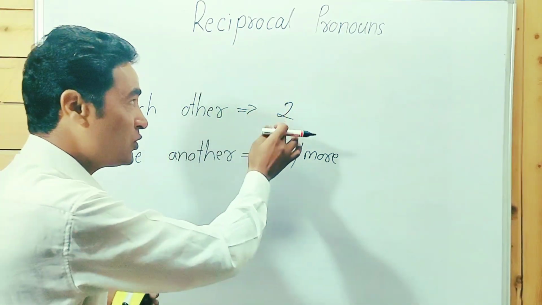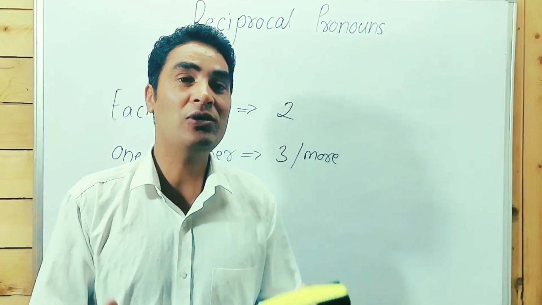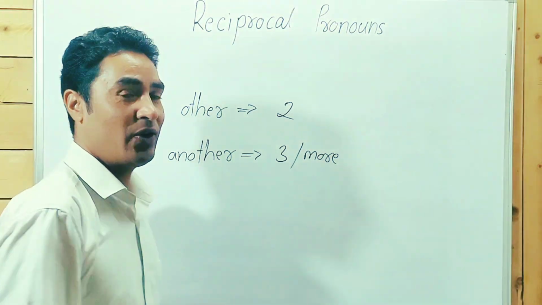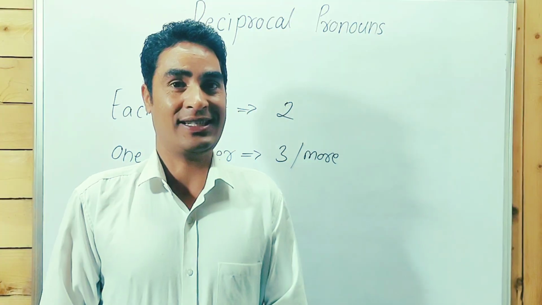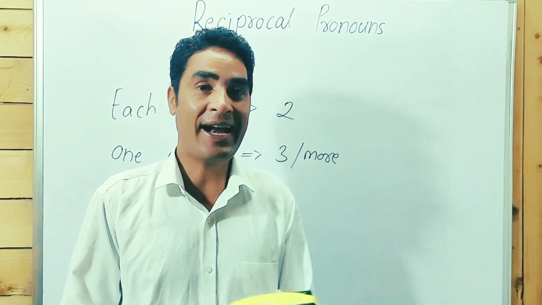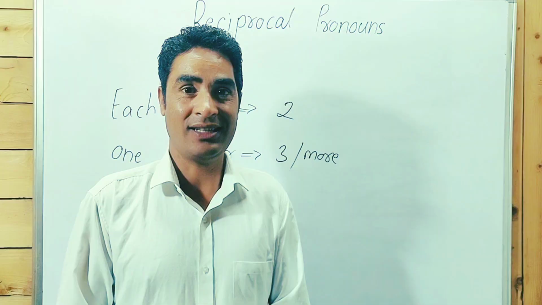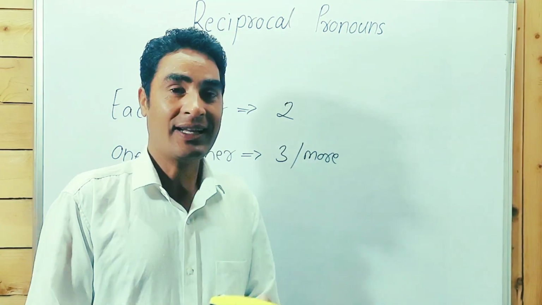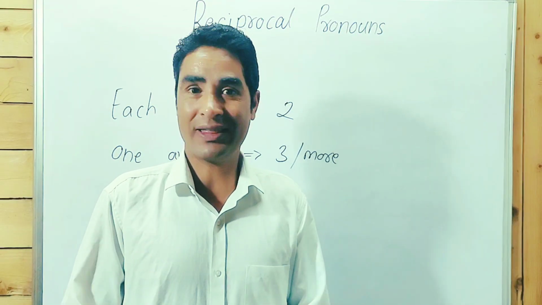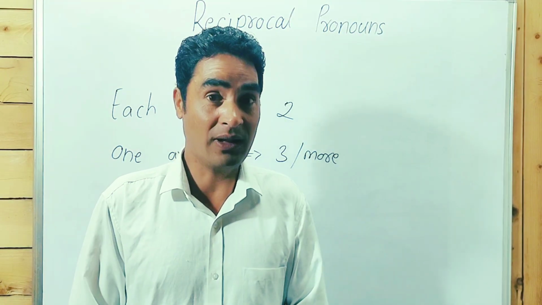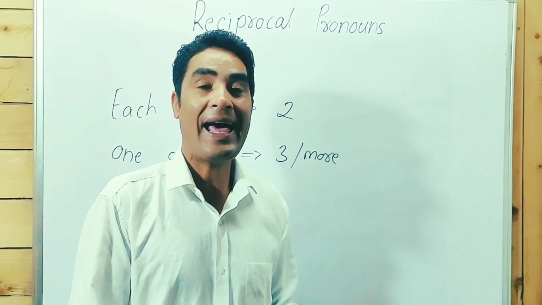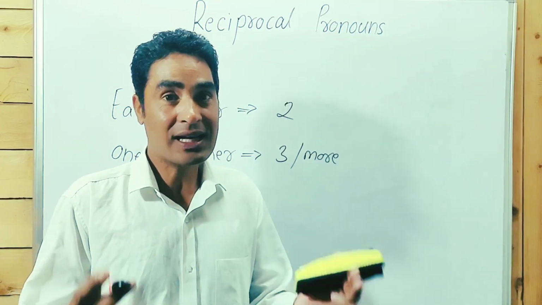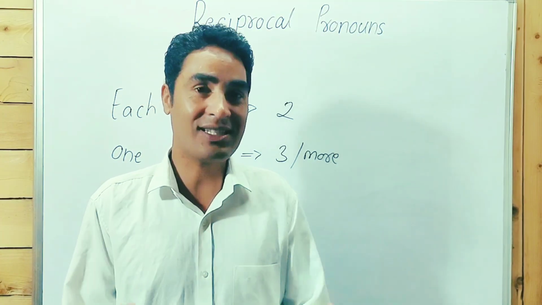Each other is used for two people or things, and one another is used for three or more people or things. Suppose we are two friends, Rohan and I. We help each other. For two we use each other. Suppose we are five friends. We help one another, not each other. With the help of examples, I will explain each and everything. So let me write some examples.